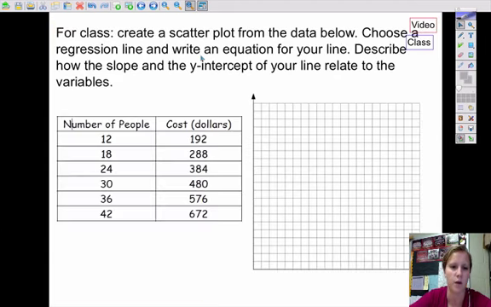And then this is for class. They were asked to create a scatter plot from the data below, choose a regression line, and write an equation for their line. So why don't we have one volunteer come up, and maybe take a friend with you, and put up their graph on this graph so they can just plot theirs. And you can just use the whiteboard markers, and then maybe have a couple people share their lines and how they got that line.